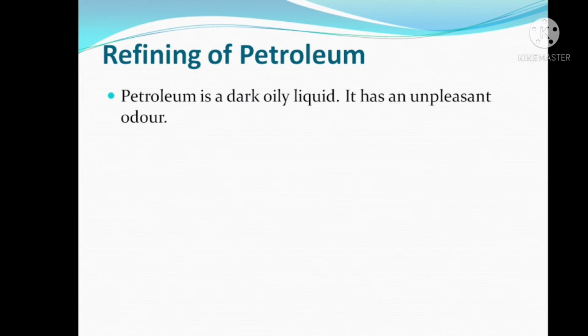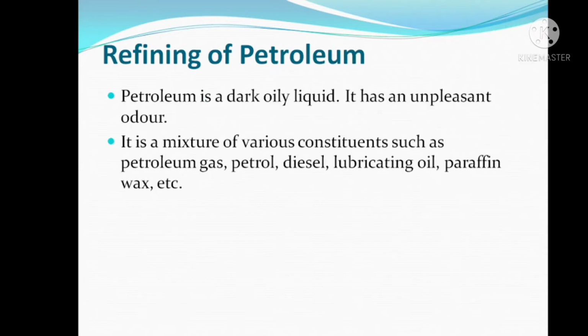Petroleum is a dark oily liquid. It has an unpleasant odor, and we get it from the earth. It is a mixture of various constituents such as petroleum gas, petrol, diesel, lubricating oil, paraffin wax, etc. So these are the different products we can get from the earth, which are called petroleum products.